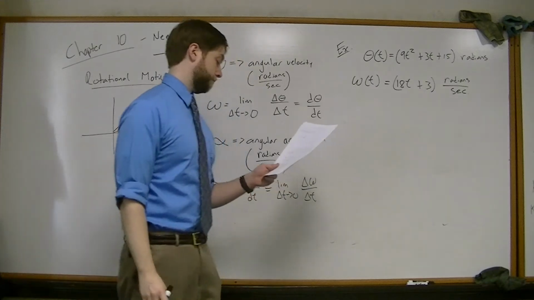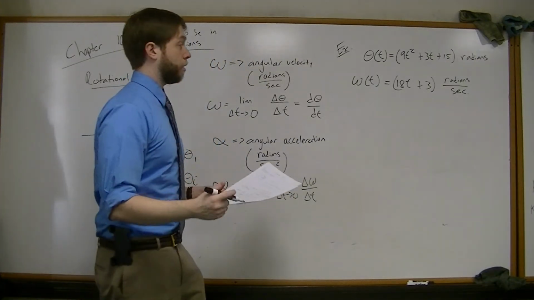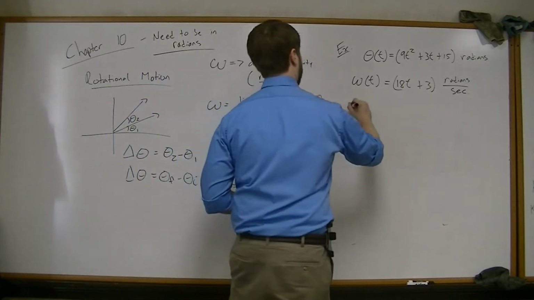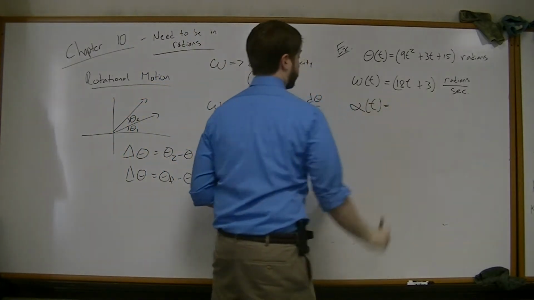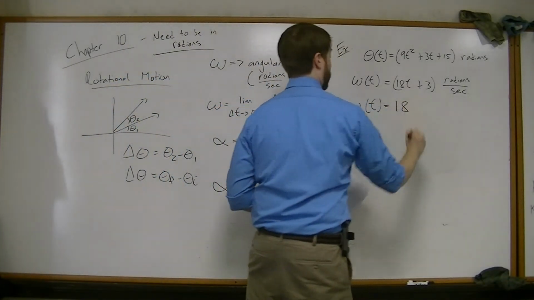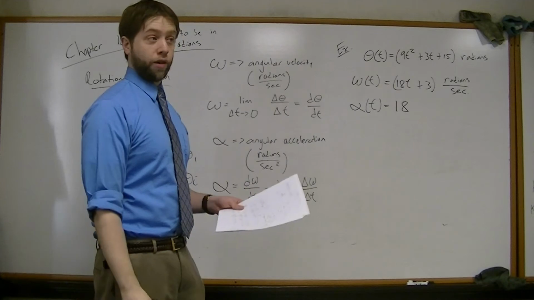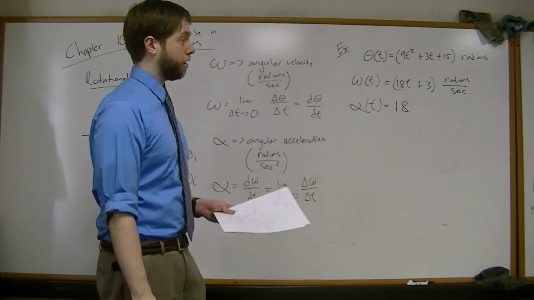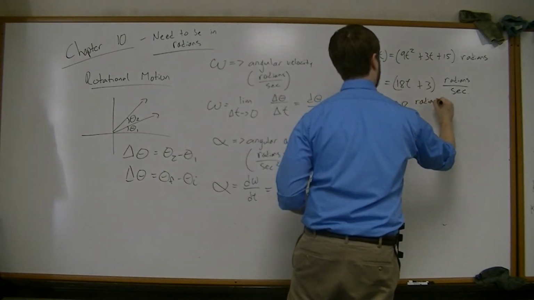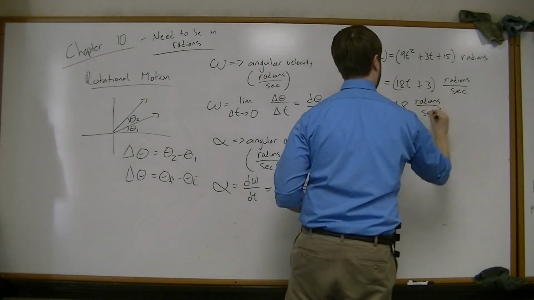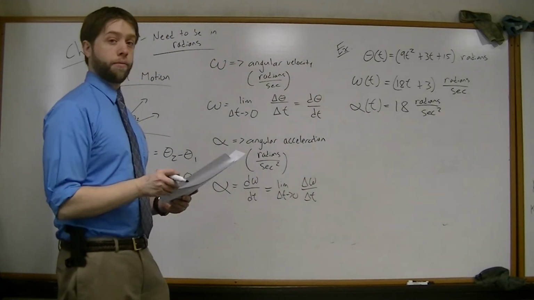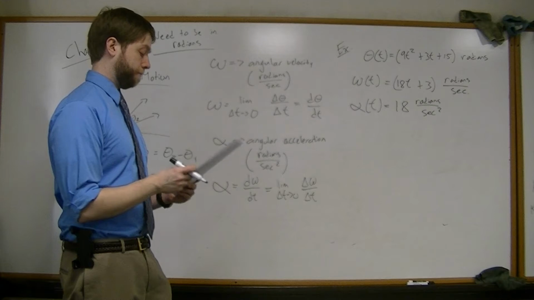Radians per second. In order to get the angular acceleration, we now take the time derivative of the angular velocity. 18t is going to go to 18. 3 is going to go to 0, because there's no t component inside there. And this is going to be given in radians per second squared. Okay? Not too bad.